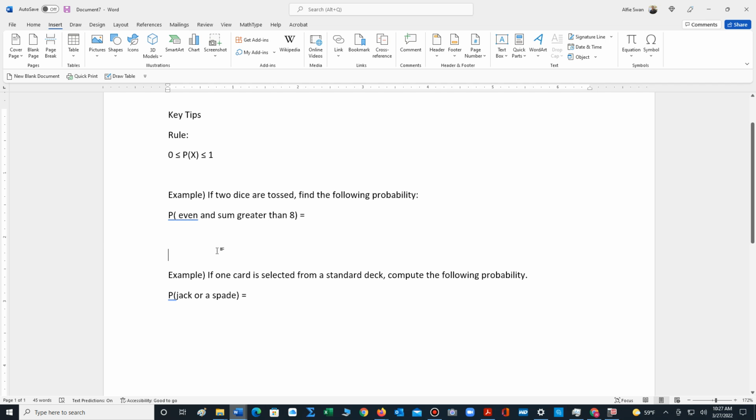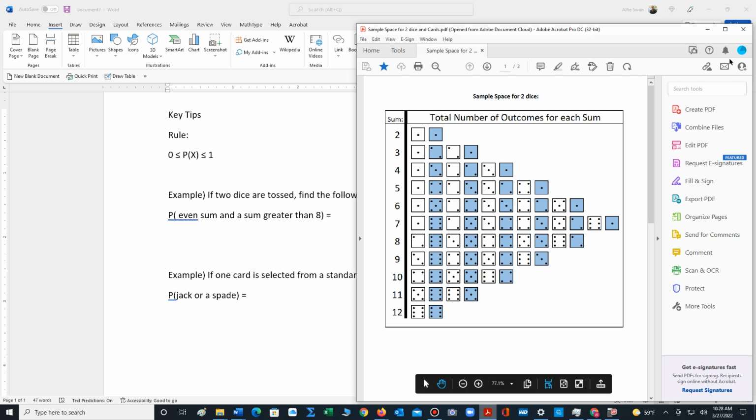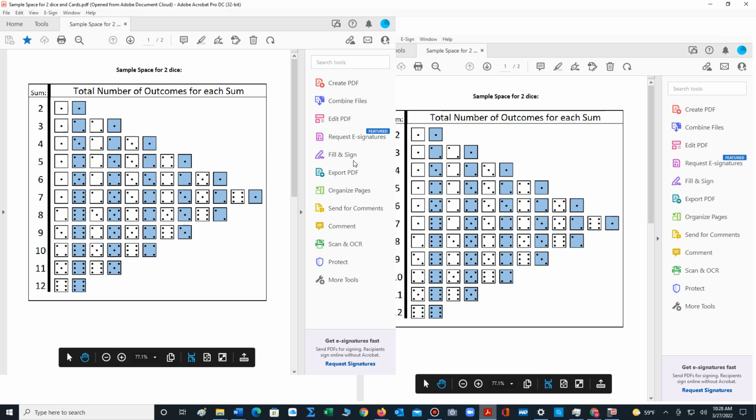Let's look at an example involving two dice. If two dice are tossed, find the probability of getting an even number and a sum greater than 8. Let's correct this a bit. Let's put an even sum and a sum greater than 8. Now, in order to work out this problem, I provided you with a copy of the sample space for two dice. This is posted in the module.